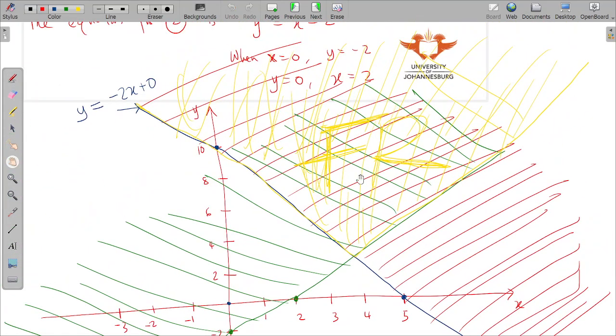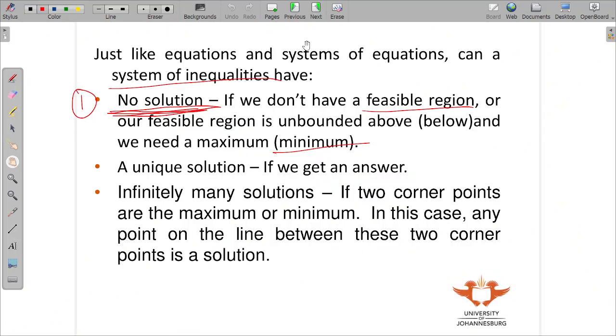This one is unbounded above. So if I ask you to find the maximum now, you will understand when we go into linear programming proper. If I ask you to maximize the objective function, you can't get the maximum here because it's unbounded above. Okay.